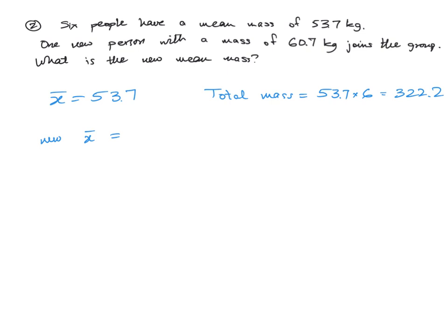Now the new X bar, well, I need to add up all the masses. Well, I know what the previous total mass was. So it's 322.2 plus the new person joins in with the mass of 60.7. And now divided by the total number of people, well, in this case, now there are 7 people because there were 6 before and 1 new person joined. So this is 382.9 divided by 7, which ends up being 54.7 kilograms. And that's the end of that one.